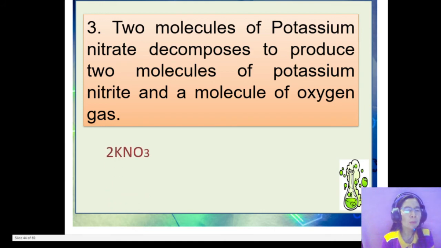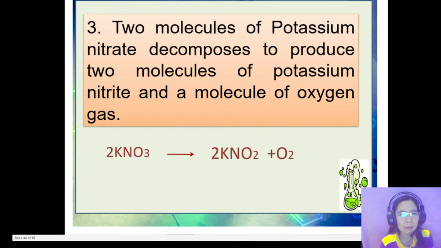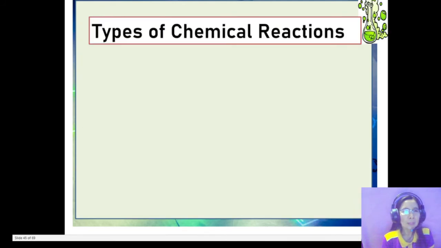Correct. We have there 2 molecules of potassium nitrate decomposes or is broken down to produce 2 molecules of potassium nitrite and oxygen gas. How many got the correct answer? Okay, very good. All of you got the correct answer for number 3 exercises. So, this time, we will now be moving on to the different types of chemical reactions. What do you think are the different types of chemical reactions?